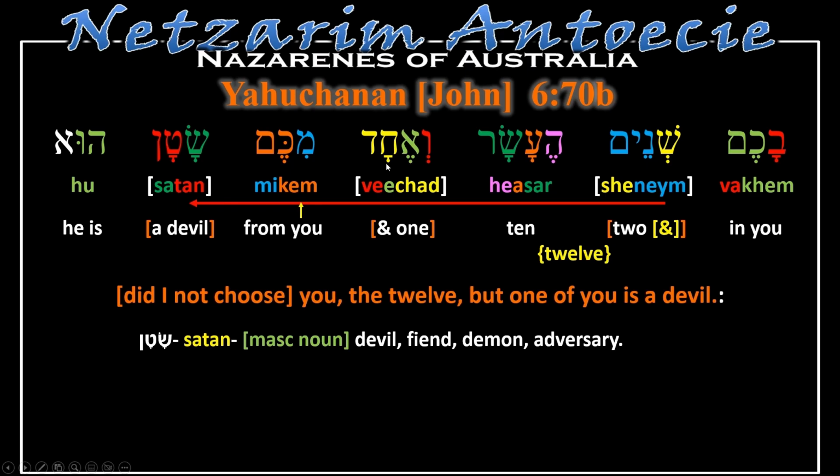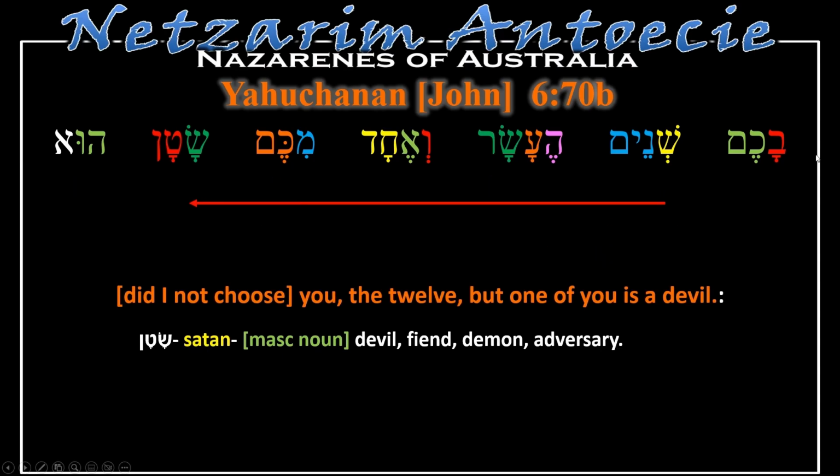Ve-echad, and one, mi-kem, from you. Satan can be a devil. If we looked at it, Satan means devil, fiend, demon, or adversary, because Satan means an adversary, right? From you, an adversary or a devil. Who he is. Did I not choose you, the 12? But one of you is a devil.